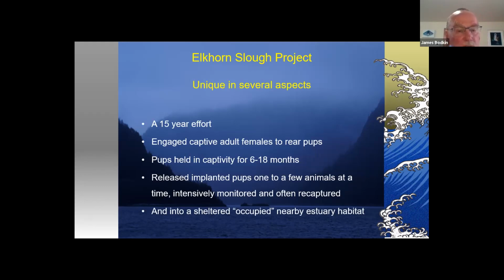And contrary to the other translocations, they were introduced into a sheltered, occupied nearby estuary habitat. Now, the upper estuary was probably not fully occupied based on the number of animals that eventually occurred there, but Elkhorn Slough was occupied by sea otters for several decades, although not necessarily in the upper reaches where these young animals tended to aggregate.